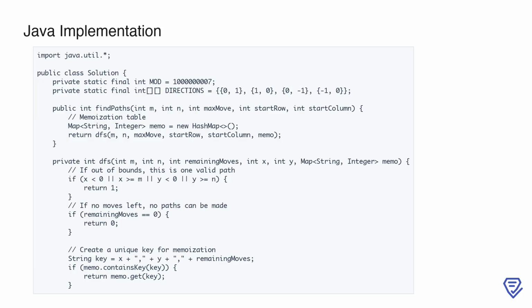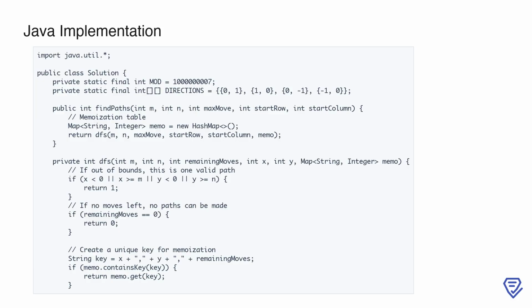The mod constant is set to handle large numbers and prevent overflow when calculating paths, while the directions array defines the 4 possible movements: right, down, left, and up. The findPaths method serves as the entry point of our solution. It takes the grid dimensions, maximum moves allowed, and the starting position as input parameters. We initialize a memoization table using a hashmap to store intermediate results and avoid redundant calculations. The core logic of the solution is delegated to the DFS method, which recursively explores all possible paths.